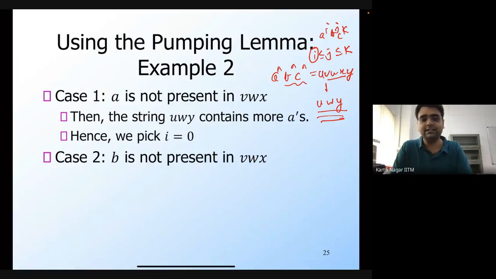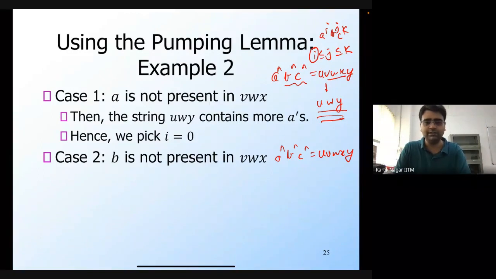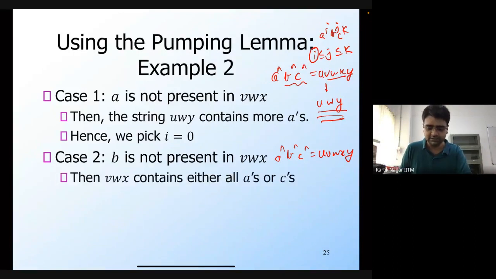So let's consider the second case, where b is not present in vwx. So again, I have a^n b^n c^n equal to u, v, w, x, and y, such that b is not present in vwx. Now what can we say about this vwx? It can either contain a's or c's. Again, it cannot contain both of them, because b is also not present. So again, we'll case split based on whether it contains a's or c's. So vwx contains either all a's or all c's.